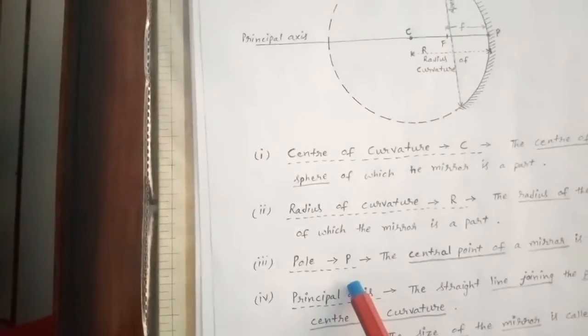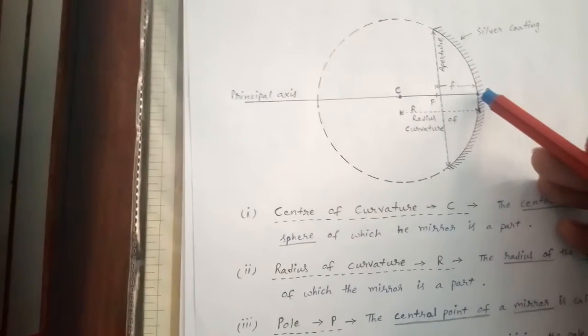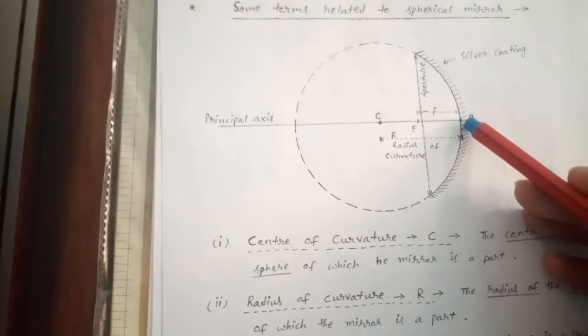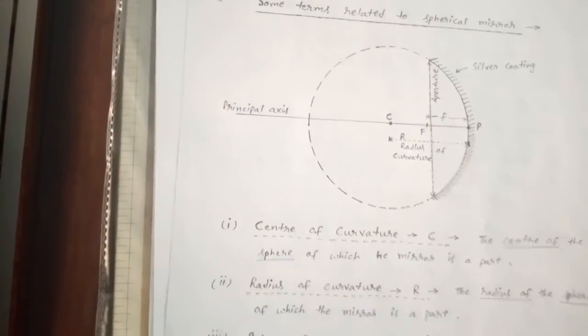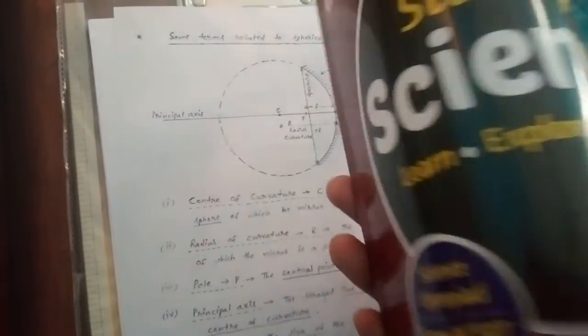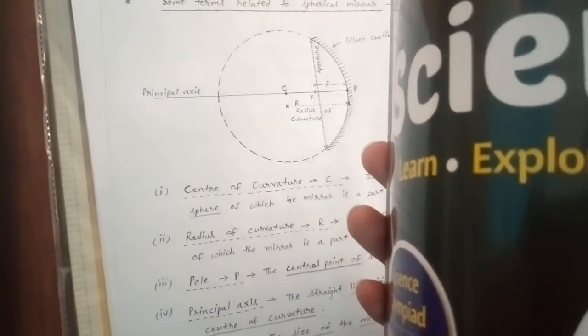Next is the pole. Students, the center point on the surface of the mirror is known as the pole. If I say this is our convex mirror, then here P is written, and this would act as the pole of the mirror if it is exactly at the center of the mirror.